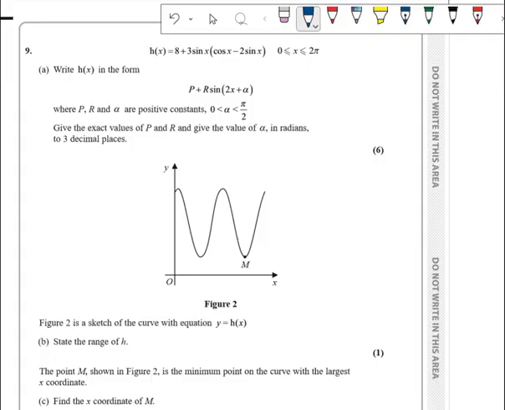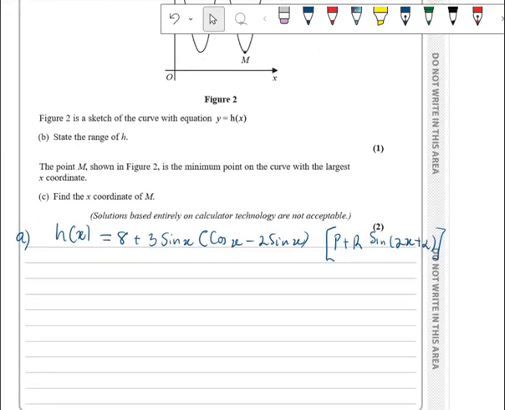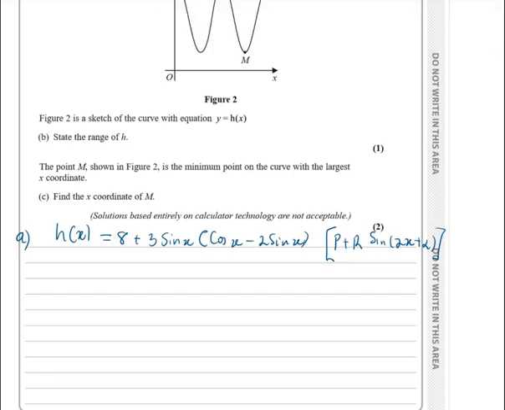Question 9, we have this function h of x, and they want us to express this function in this format. When you look at this function carefully, it is quite different from what we already see. So we need to simplify this function first so that we can turn it into this format. I've written this down. First, I'm going to try to simplify this expression as much as possible.